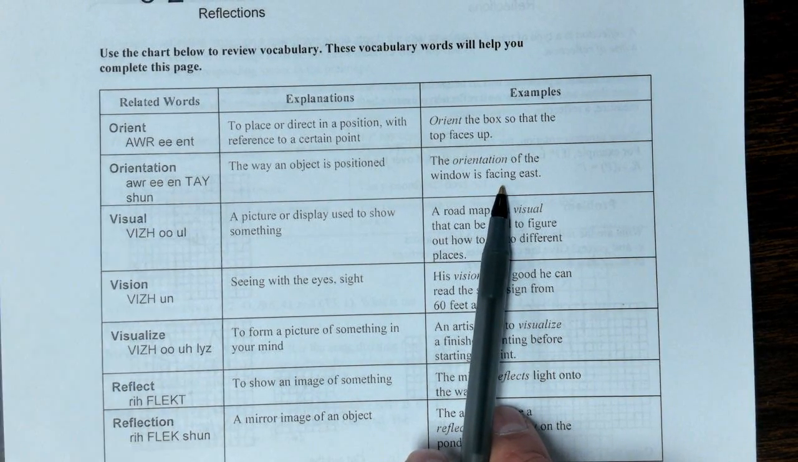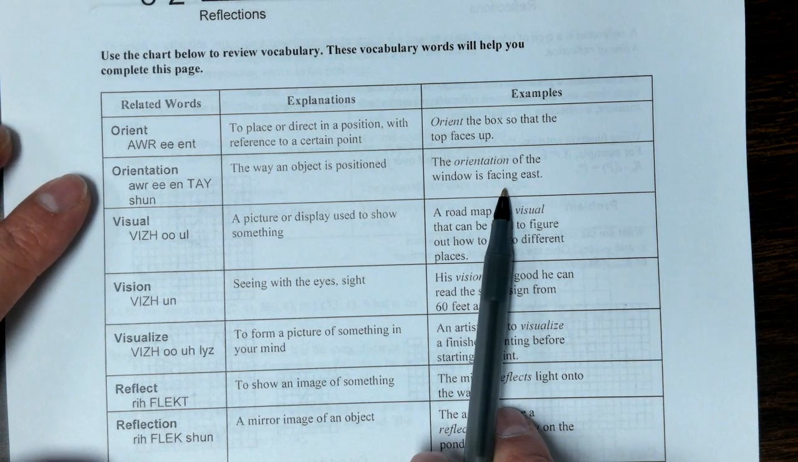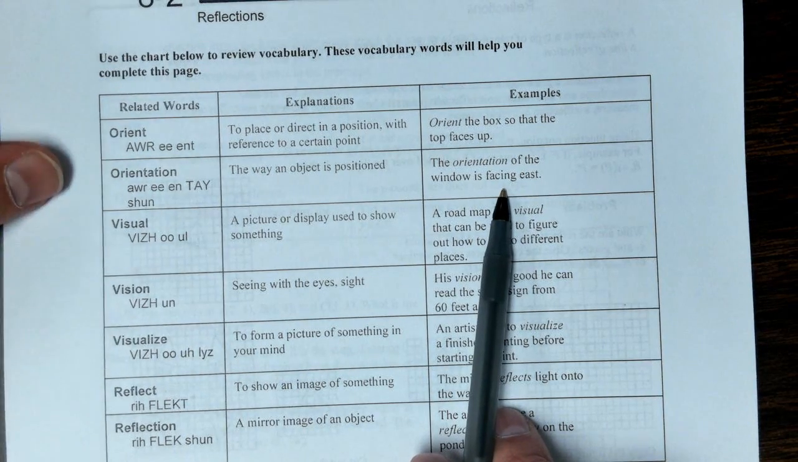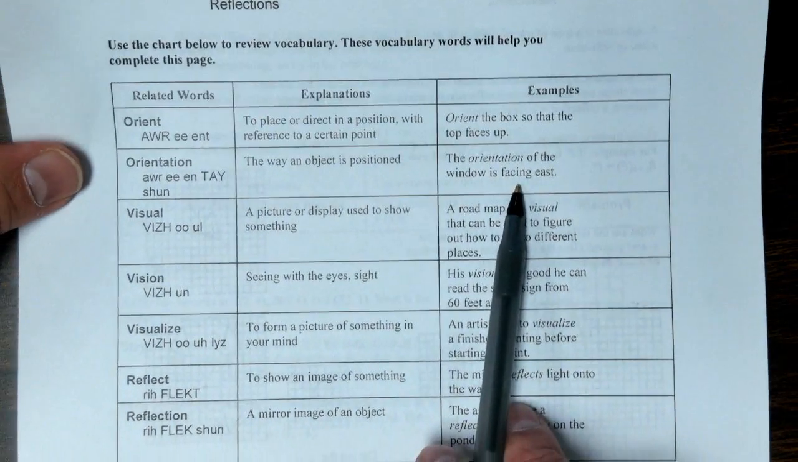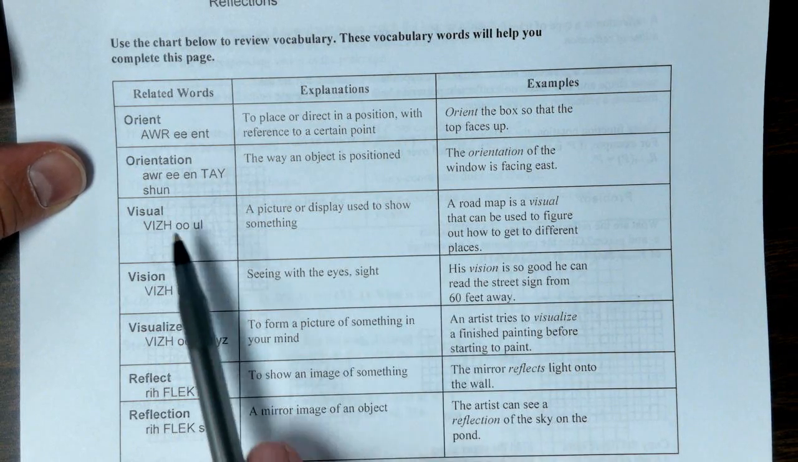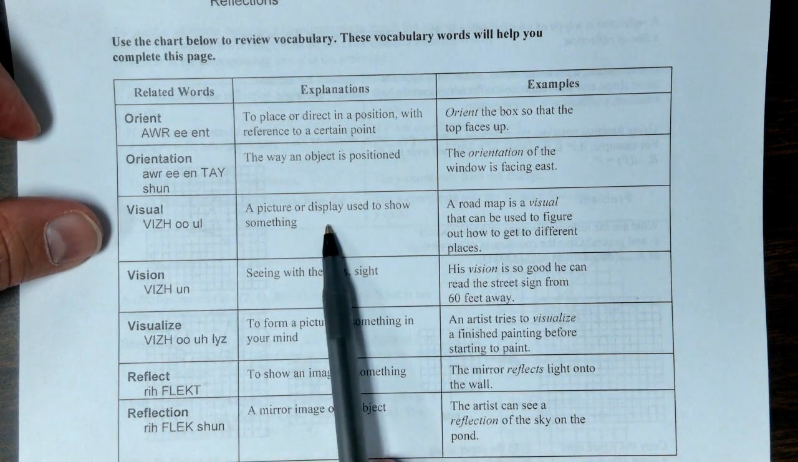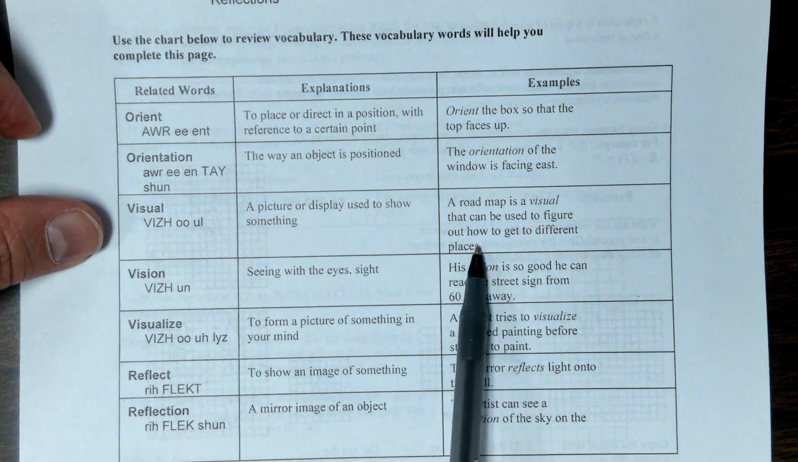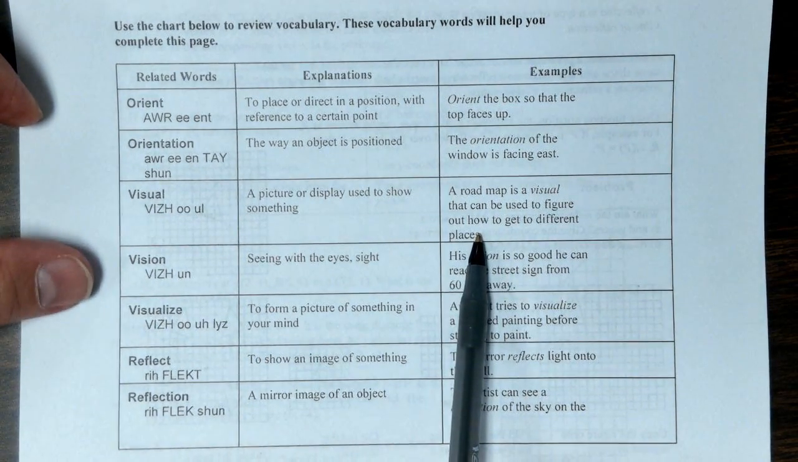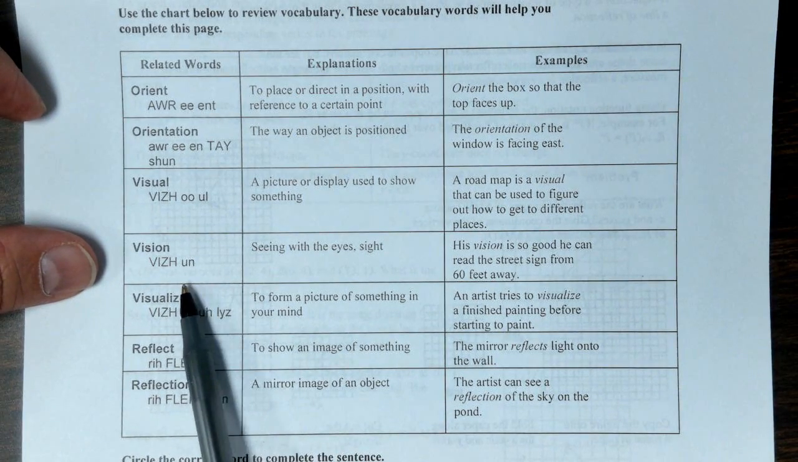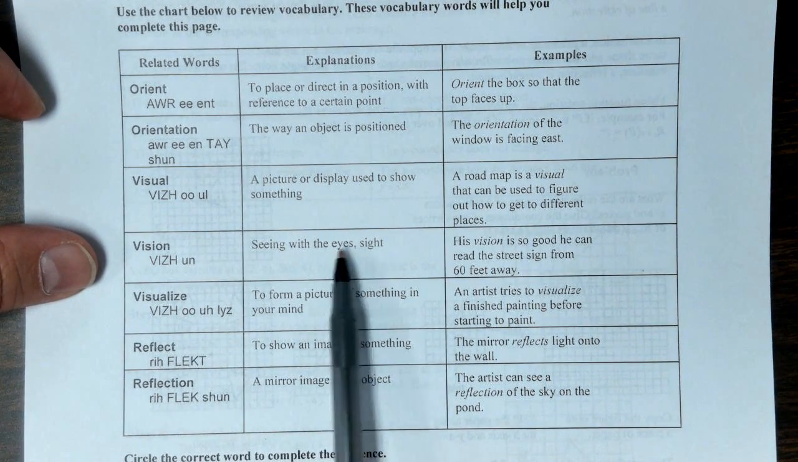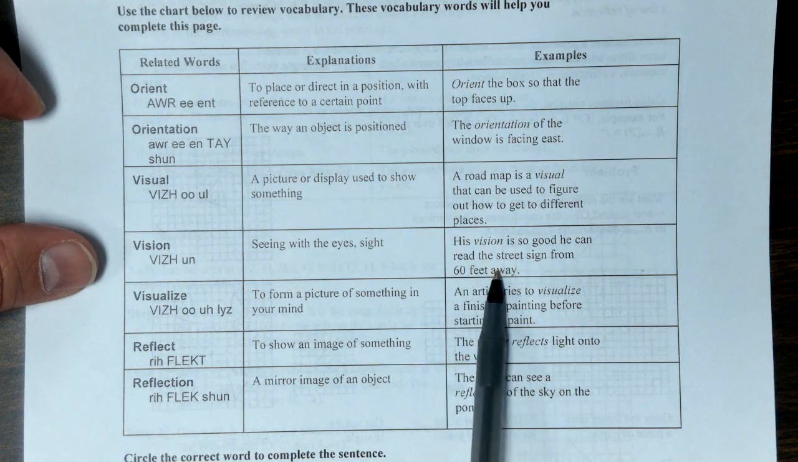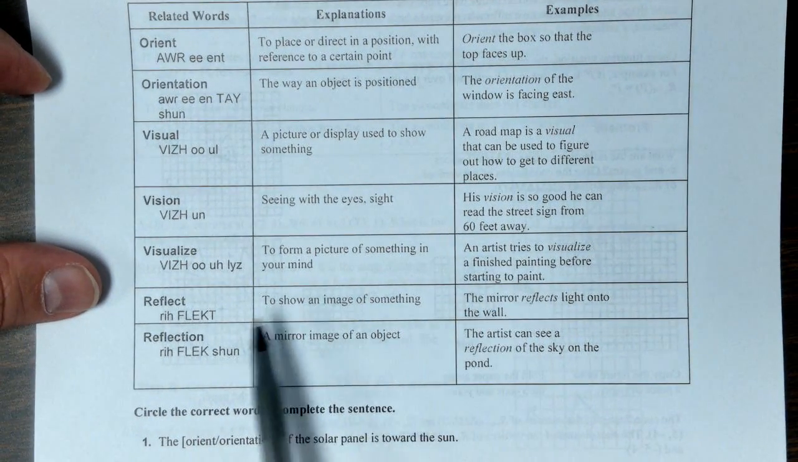This is opposed to like orientation in college, like finding out where your buildings are and where your classes are. And then visual is a picture display. A road map is a visual that could be used to figure out how to get to a place. Vision, seeing with the eyes and sight. His vision is so good he can read the street sign.